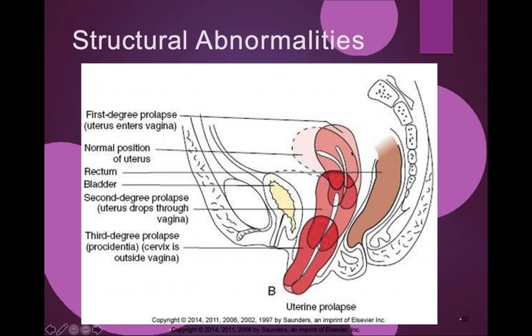Now here we're starting to see the prolapse, where here we have the normal positioning. Then we start to see it retro, and now we see it start to prolapse into the vaginal canal, right? Here is the tip of the cervix. Okay, so you have your first degree, then you have your second degree where the uterus drops through the vagina, and then the third degree, the prolapse is more severe where the cervix is actually outside of the vagina.